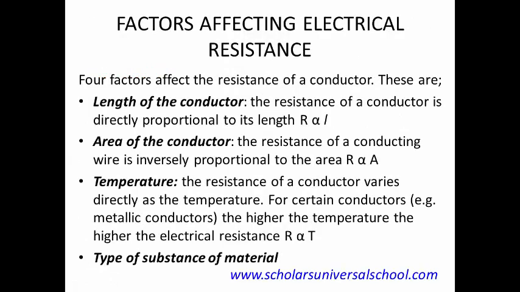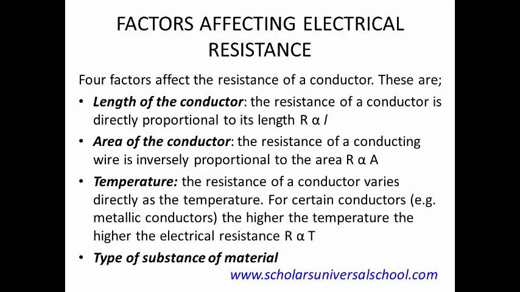Next, we're talking about the factors affecting electrical resistance. We have rightly said that resistance is the opposition to the flow of current, and resistance is usually offered by a resistor. There are some factors that affect the resistance of a conductor. We're talking about the four major factors, and the first one is the length of the conductor. The length of a conductor determines the resistance of the conductor.